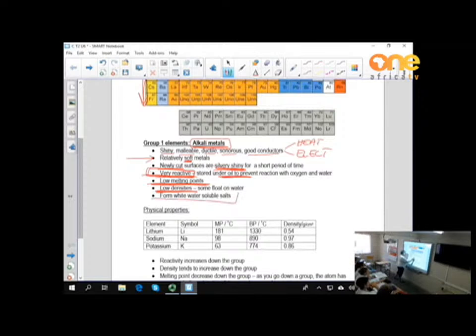They form a white water-soluble salt. We'll have a look at the chemical reactions a little bit later on, but when sodium reacts with water, it forms sodium hydroxide plus hydrogen.